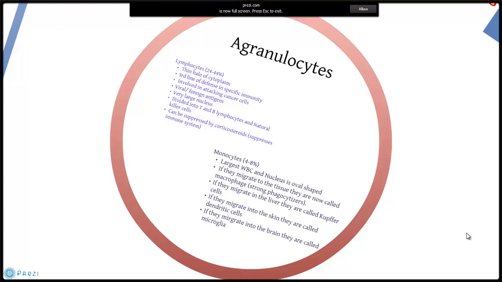So now talking about monocytes, they are the largest white blood cell, and their nucleus is oval shaped. They are strong phagocytizers, so I think of them as little garbage guys that go up and eat everything. They migrate to certain areas, and then their name changes. So if they migrate to the skin, they're called dendritic cells. If they migrate to the liver, they're called Kupffer cells. And if they migrate into the brain, they're called microglia.